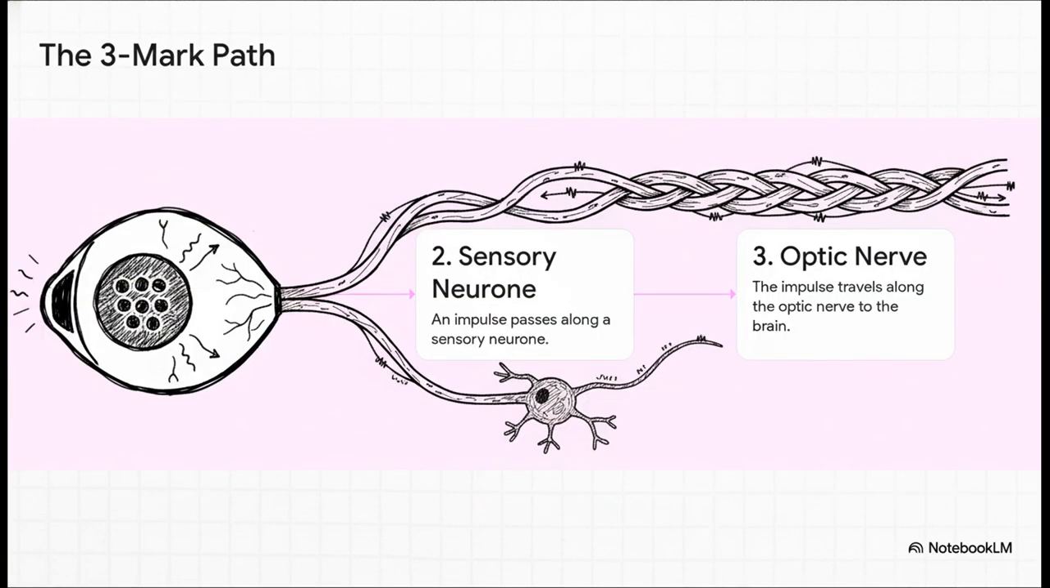A 3-mark question like this almost always breaks down into 3 clear steps, with 1 point for each. And here they are, straight from the mark scheme. First, you need to say that cells in the retina are the things sensitive to light. Second, that this detection creates an impulse that goes along a sensory neuron. And third, that impulse travels down the optic nerve all the way to the brain. Retina, sensory neuron, optic nerve. 3 keywords, 3 marks. Easy as that.